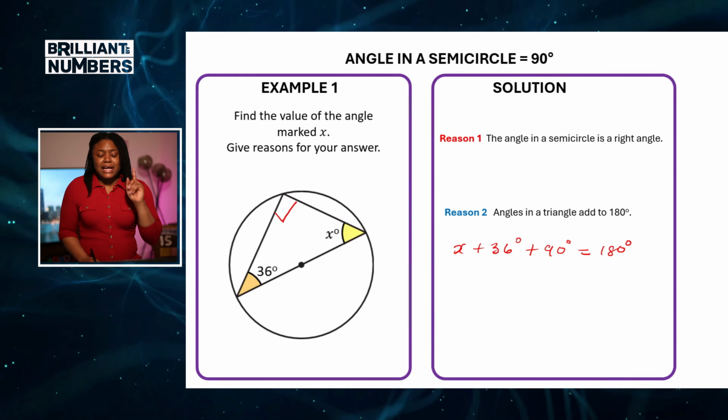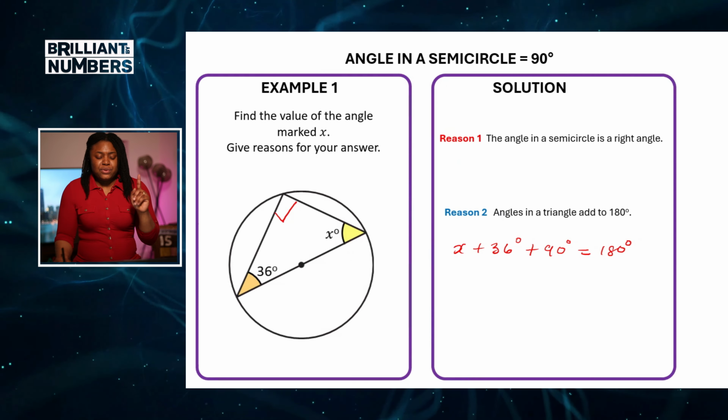But because I knew that one angle was 90 degrees, I could also have chosen to make my calculation a little bit simpler by just deducing that x add 36 should be equal to 90, since one angle is already 90 degrees. And that makes my calculation so much simpler. So I'm just going to do that.